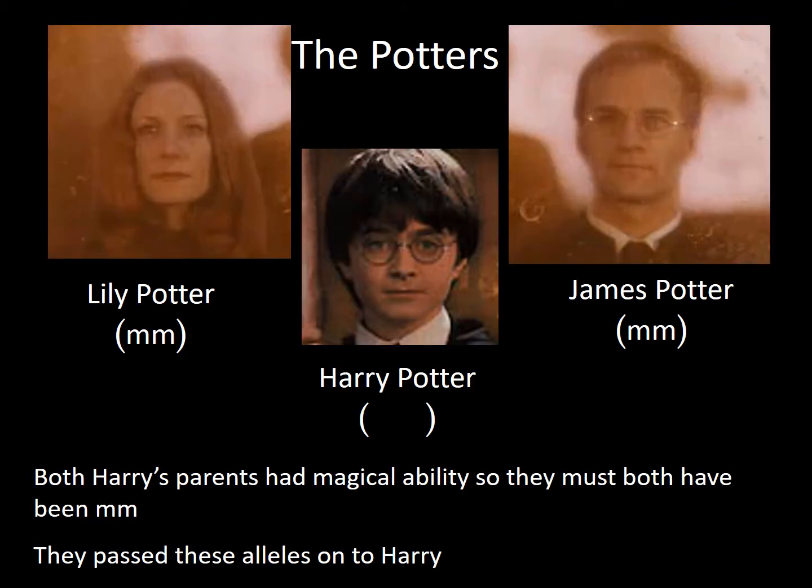Here we have the Potters. Now Lily is little m, so she's a witch, and James is little m, so he's a wizard. So since both of them have to give that little m allele to Harry, he gets a little m. You guys can see that actually right here on the PowerPoint. It kind of got moved, weirdly enough. So there you go. He's little m.